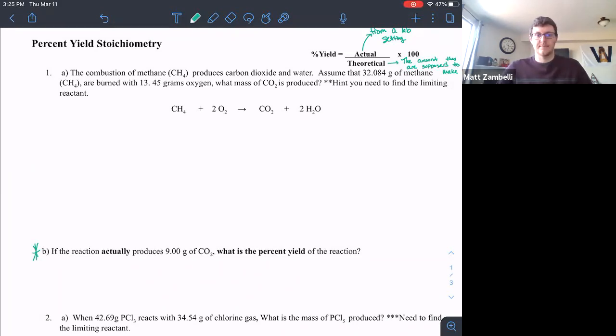All right. Got at least 1 thumbs up. So I'm assuming that everybody wants to go over a practice problem, since everybody stayed, which is awesome. Let's take a look at this problem. It says the combustion of methane, which is CH4, produces carbon dioxide and water. Assuming that 32.084 grams of methane are burned with 13.45 grams of oxygen, what mass of CO2 is produced?